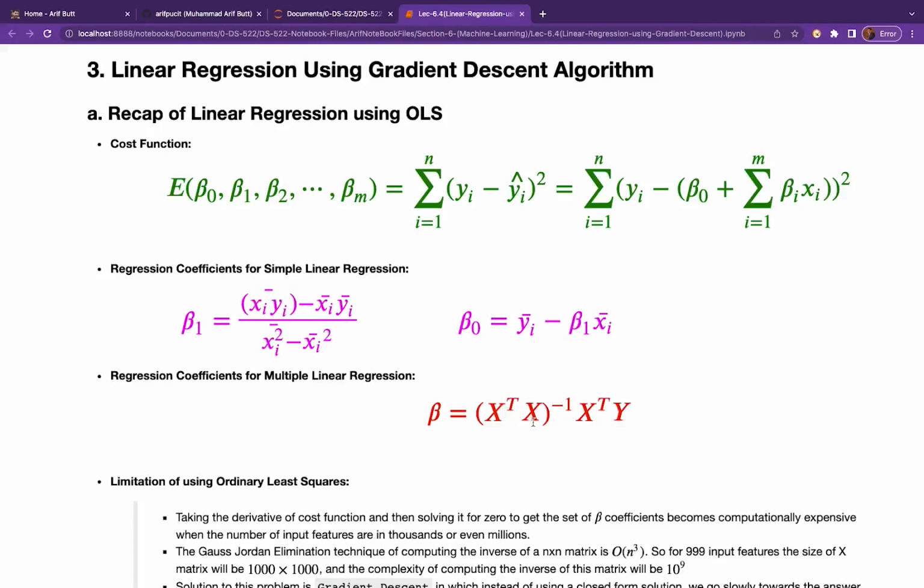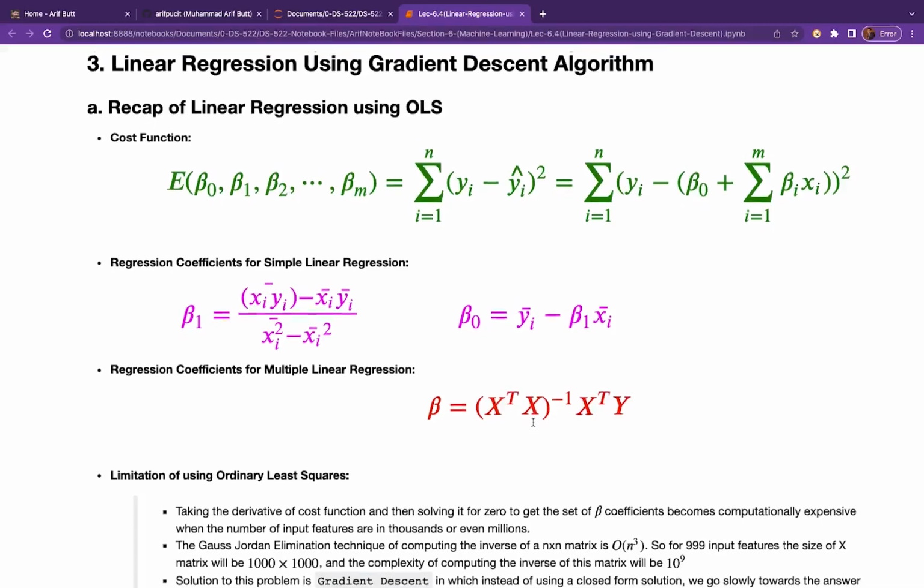So my dear students, the gradient descent algorithm comes to our rescue, where we step by step move towards the answer using an approximation technique. I hope this makes sense.